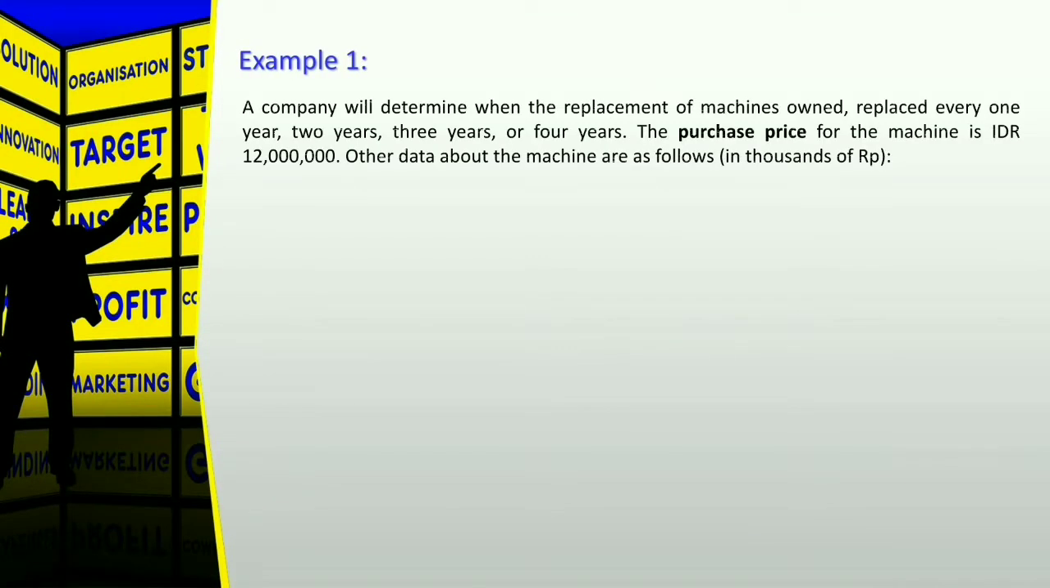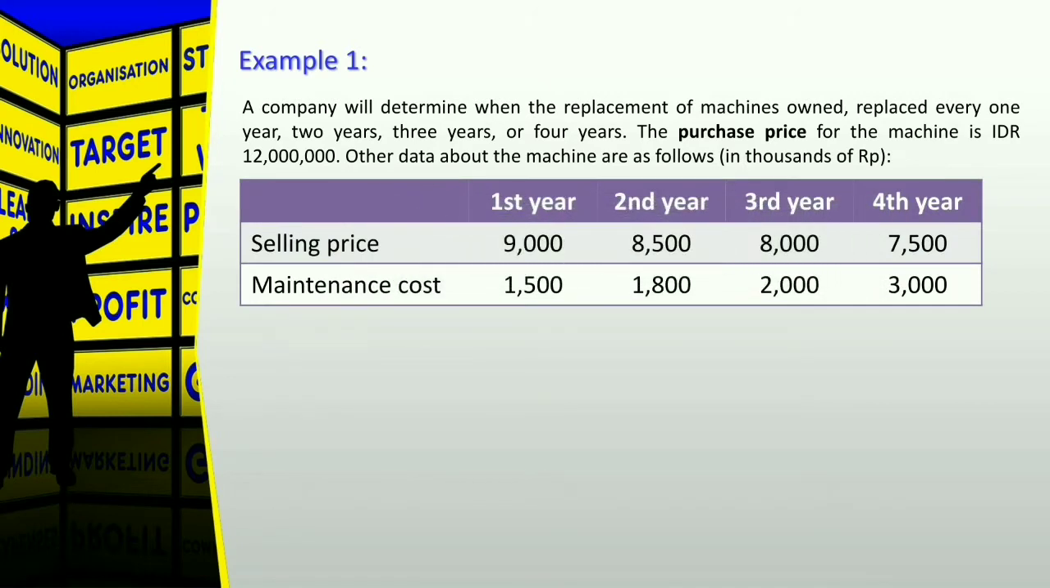Example 1. A company will determine when to replace a machine it owns. Replace every 1 year, 2 years, 3 years, or 4 years. The purchase price for the machine is 12 million Indonesian rupiah. Other data about the machine are as follows, in thousands of rupiah.